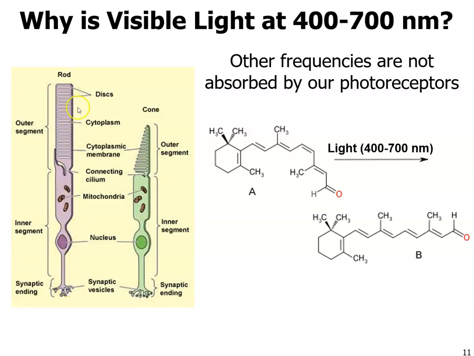So this is how this actually works. This is why we can see light that's at 400 to 700 nanometers, because this structure, this chemical, responds to only that wavelength of light and nothing outside of that. If we have different compounds or different proteins, that can allow other things to respond to different wavelengths of light than what we can see with our eyes.